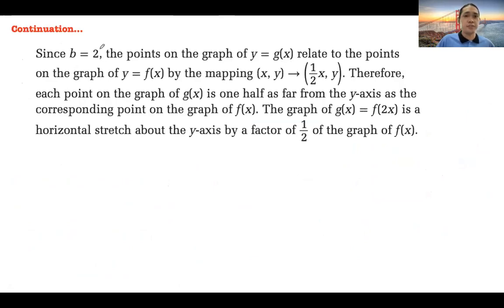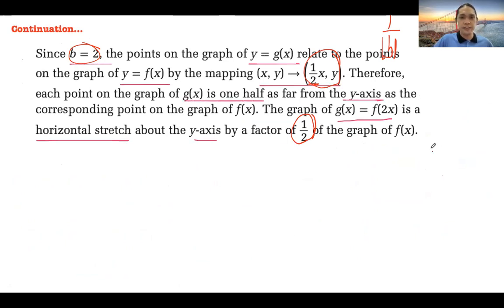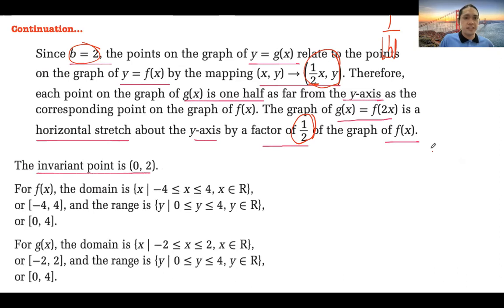So your b there is 2, of course. So you can have a formula (1/2 x, y). So you multiply 1/2 to your x, as I mentioned a while ago, because the scale factor is 1/2. Remember, 1 over the absolute value of b, where your b is, of course, less than 1. Okay, so now let's continue and do the invariant point.